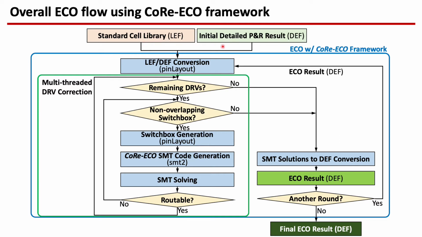This is an overall ECO flow utilizing our Core ECO framework. Given a cell library and initial detailed PNR result, if there exist any remaining DRVs in the non-overlapping regions, we lift up the region and generate a switchbox representation. Then we generate an SMT code and solve the problem. We iterate these refinement steps until we find a routable solution where there are no remaining DRVs or feasible switchboxes in non-overlapping regions. After the iterations, we apply the DRV clean solutions to the original DEF and generate a revised DEF for the next ECO round or publish as the final ECO result.